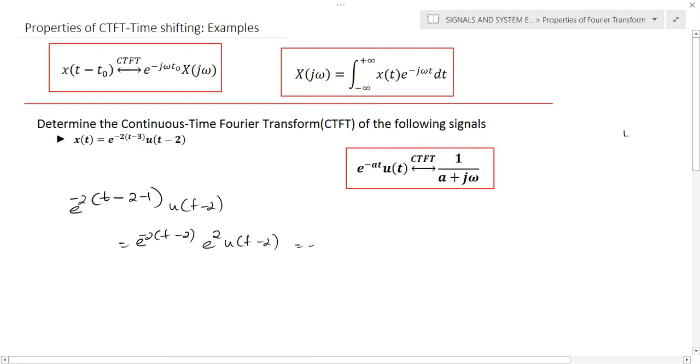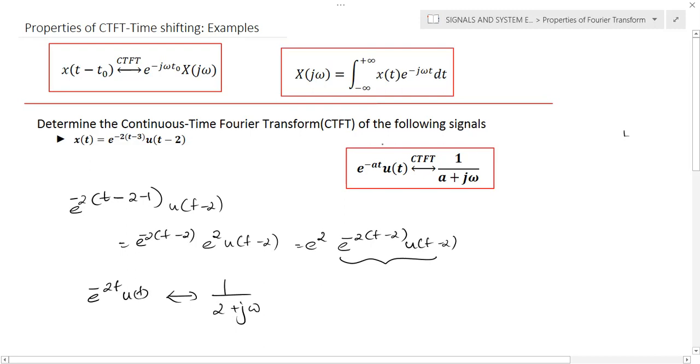And you can see that it's simply e square into e raised to minus 2 t minus 2 into u of t minus 2. And now it is in the standard form. You can apply the time shifting property. We know the Fourier transform of e raised to minus 2t into u of t. By applying the result, you can write 1 by 2 plus j omega, by using this particular result.